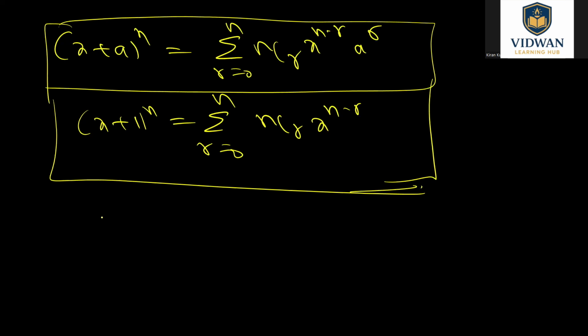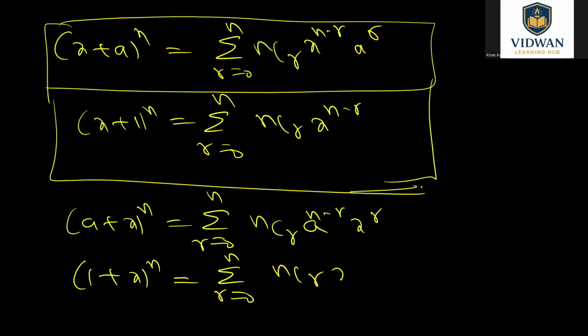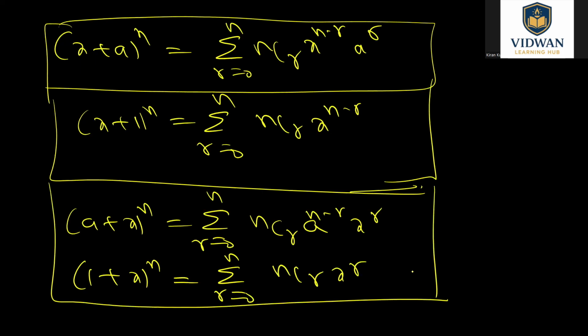And suppose it is (a plus x) power n, how do you write that? Sigma r equal to 0 to n. The order of a and x got interchanged. So nCr, first you will have to write a power n minus r, then x power r. The order of x and a got changed, so the powers will change. And if it is (1 plus x) whole power n, you replace a with 1, you will get sigma r equal to 0 to n, nCr x power r. So all these things are standard expansions. You can remember the short forms.